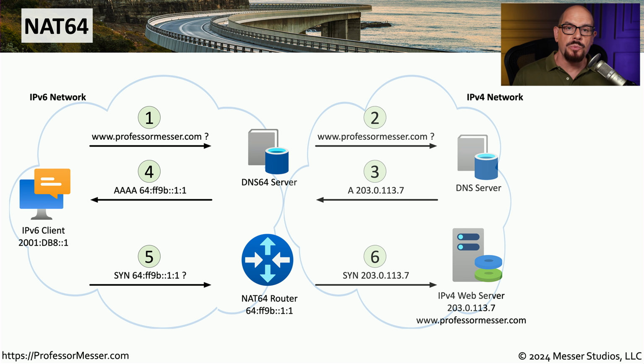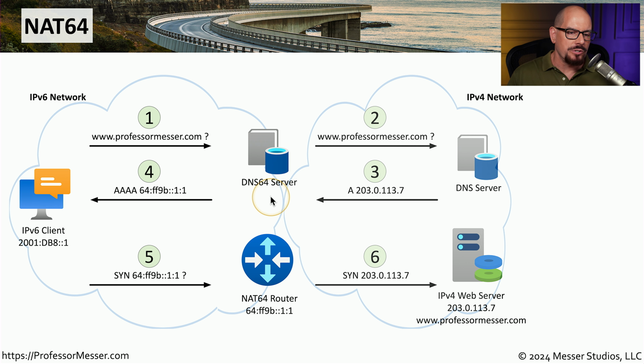For example, let's say that you wanted to communicate from your device, which is an IPv6 client, to ProfessorMesser.com. Let's assume for this example that ProfessorMesser.com can only communicate using IPv4. The first thing that happens, of course, is we need the IP address of ProfessorMesser.com, so we send a DNS request to our DNS64 server. This server is going to make a DNS request on our behalf to that IPv4 network containing the DNS server that is used by ProfessorMesser.com, and of course that DNS server is going to respond back with the IP version 4 address associated with that server.